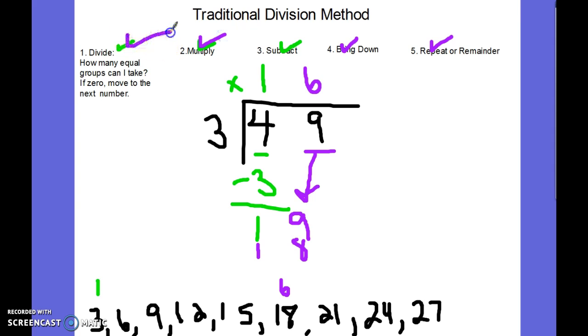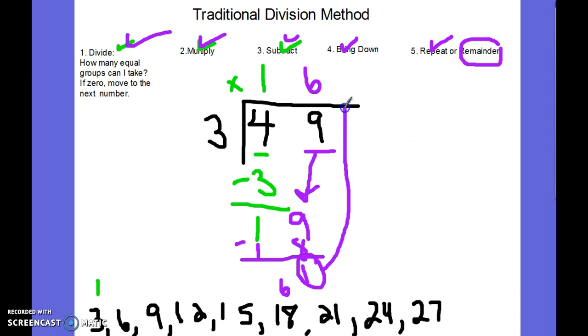So now we've divided, we've multiplied, and now we're going to subtract, and that will give us 1. So the next step is bring down, but there's no other number to bring down. So it says repeat or remainder. We cannot repeat, so now we're going to bring our remainder. 1 becomes our remainder, so it goes all the way to the top. And now we have a remainder of 1.